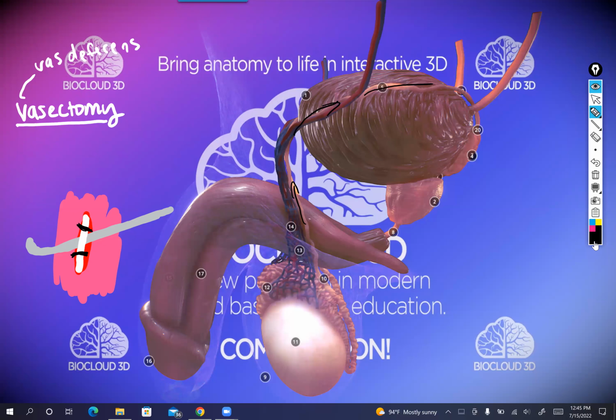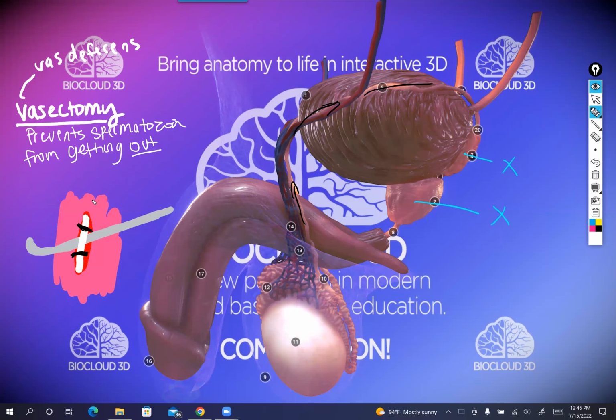So it does not affect the seminal vesicles, and it does not affect the prostate or the role of those glands in emission. All it does is prevent spermatozoa from being a component of semen. So it also doesn't prevent ejaculation or sexual activity. All it does is prevent spermatozoa from getting out.